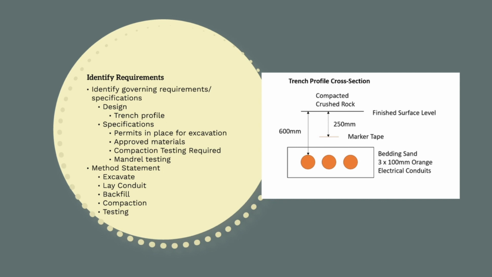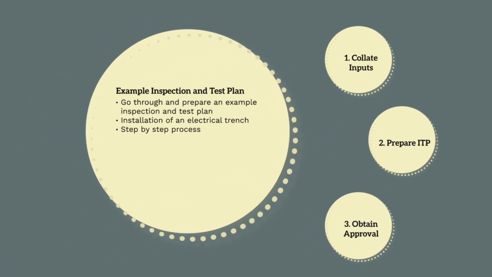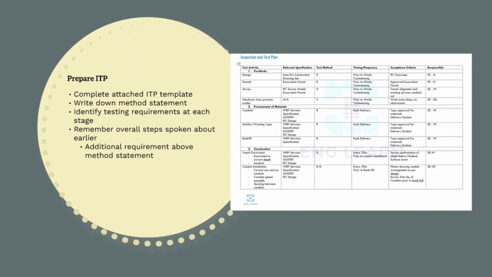Now we understand the design, the governing specifications and methodology, it's time to actually write our inspection and test plan. In step 2, we now need to fill out our ITP structure based on what we identified in step 1. I've attached a copy of an example ITP I completed to cover this scope. I created this ITP using the steps I went through earlier.